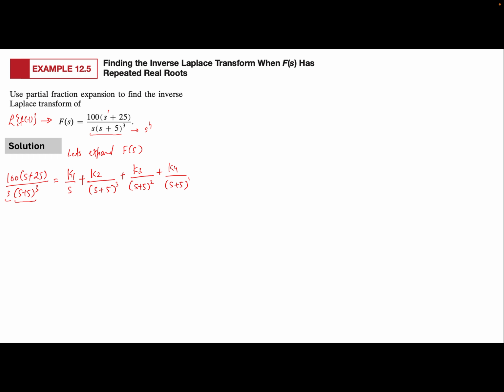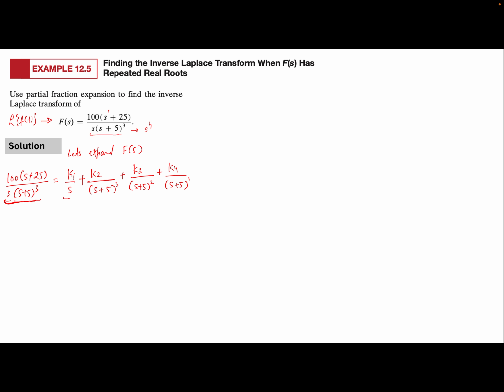Now, in order to solve this kind of repeated root problem, there is an easy method to go about it. What we are going to learn is actually a new method in this part of the lecture. All three of the problems are unique. In order to solve this, I am going to create the denominator on the right hand side similar to the denominator on the left hand side. The denominator on the left hand side is s times s plus 5 whole cube, and I'm going to create that denominator on the right hand side as well.